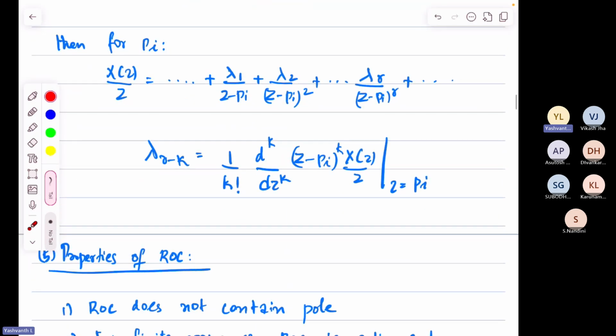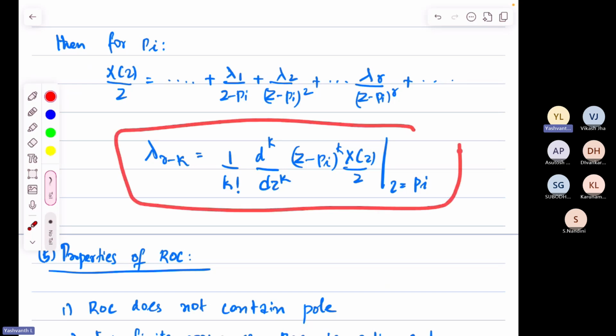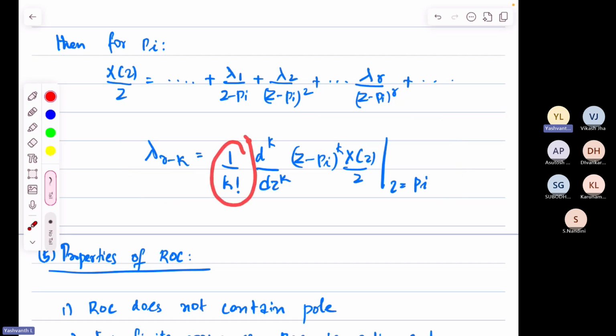Similar to how we did for the inverse Laplace transform, you can show that lambda r minus k equals 1 by k factorial d power k by dz power k of z minus pi whole power r into x of z by z, at z equal to pi. Okay, so these tricks we will use. Today we'll see how to use them and invert the z transform.